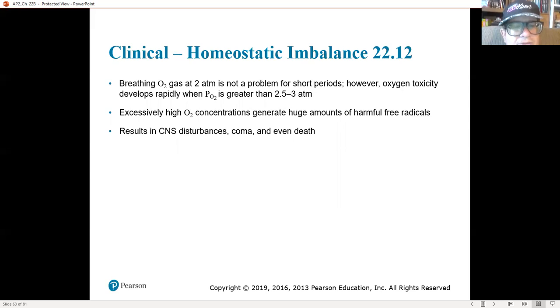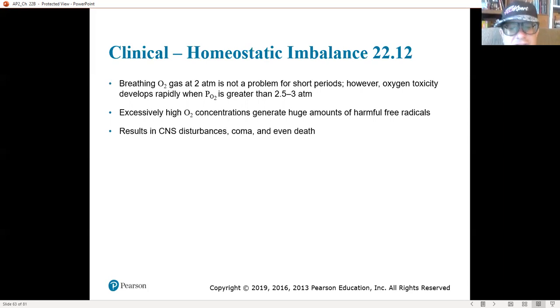So, homeostatic imbalance. If you're breathing oxygen gas at 2 atmospheres, it says it's not a problem for short periods of time. However, oxygen toxicity can develop rapidly when the partial pressure of oxygen is greater than 2 to 3 atmospheres. That's why they would dilute the air. When I said those deep divers, why are they breathing something that's such a low percentage oxygen? It's because they're trying to make the partial pressure of oxygen stay out of that range.